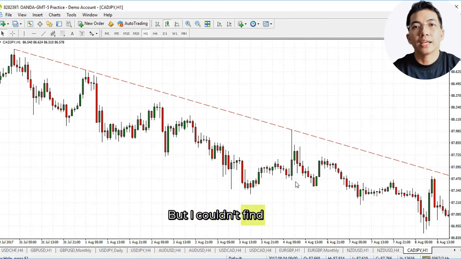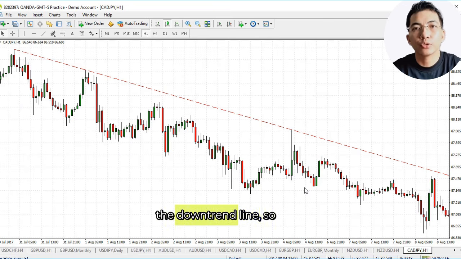But I couldn't find any good signal on the market. Maybe this one that is a bearish engulfing pattern, or here a shooting star, but they are quite far from the downtrend line, so I missed the chance here. Another good opportunity came here with this bearish engulfing pattern that is very close to the downtrend line, and I took the chance to open my short position.